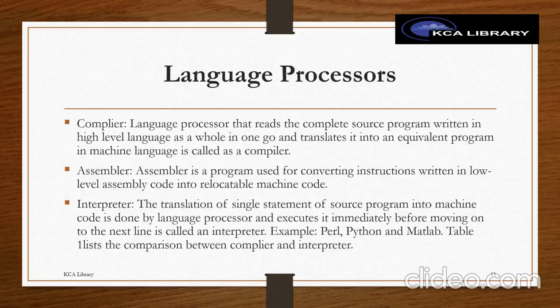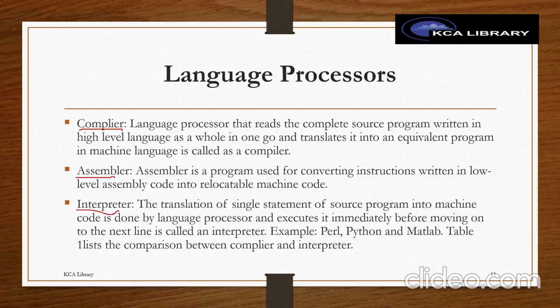So let us look at language processors. The first language processor we have is a compiler. A compiler reads the complete source program written in a high-level language as a whole in one go, and translates it into an equivalent program in machine language. We also have an assembler. An assembler is a program used for converting instructions written in low-level assembly code into relocatable machine code.